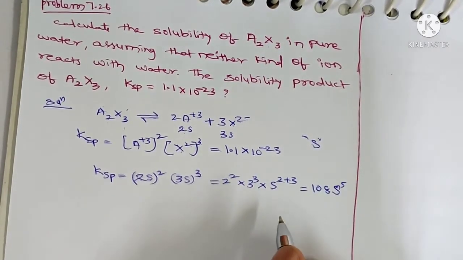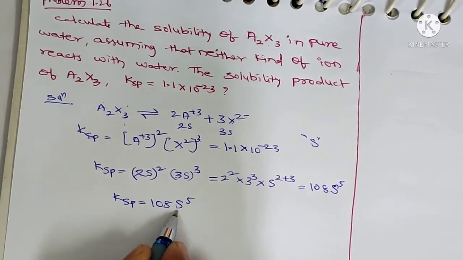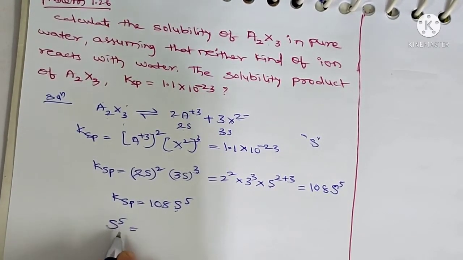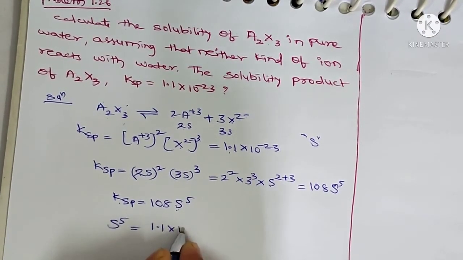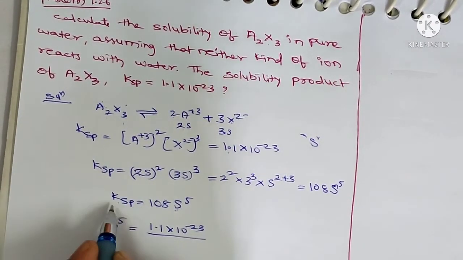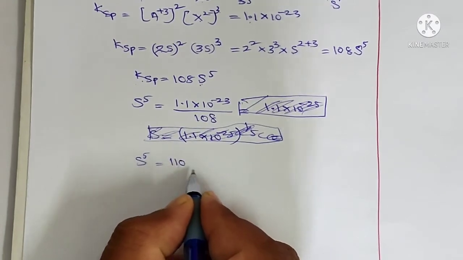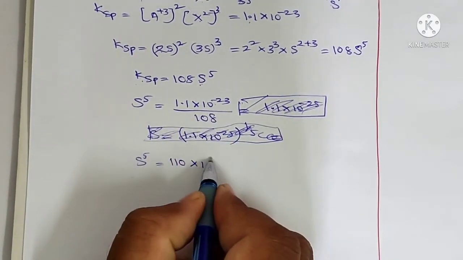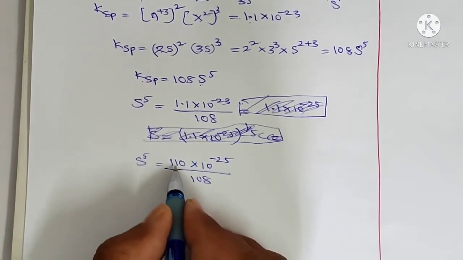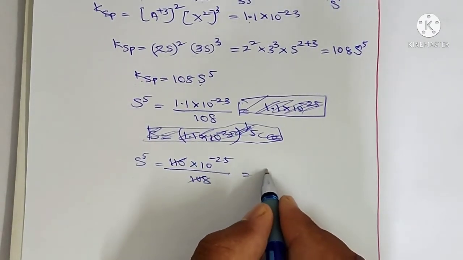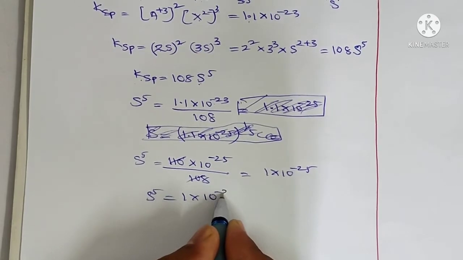S to the power of 5. So KSP is equal to 108 S to the power of 5. We need S. So here S to the power of 5 is equal to the KSP value, 1.1 into 10 to the power of minus 23, divided by 108. Then S to the power of 5 is equal to 110 into 10 to the power of minus 25 divided by 108, approximately equal to 110. So 110 and 108 get cancelled, is equal to 1 into 10 to the power of minus 25. So then S to the power of 5 is equal to 1 into 10 to the power of minus 25.